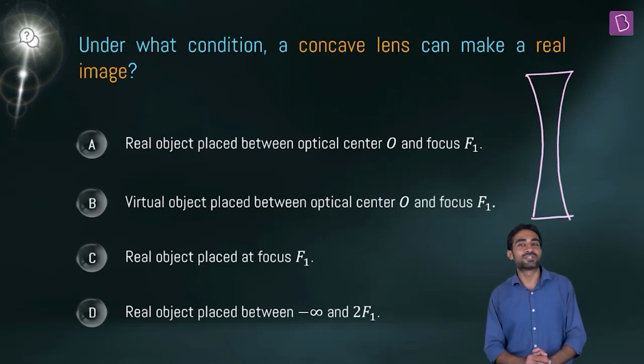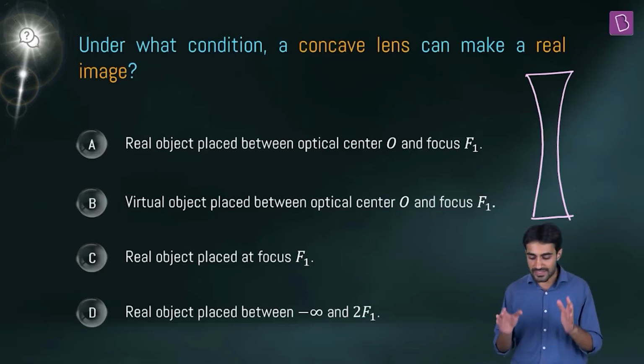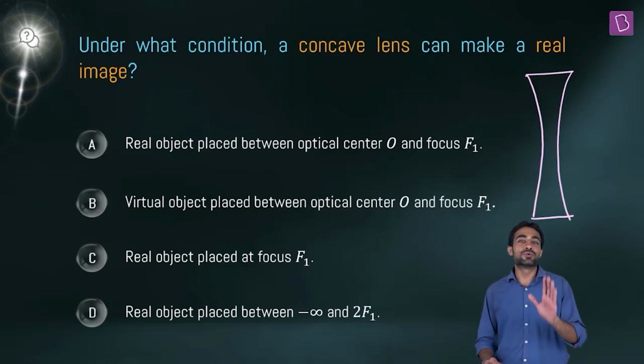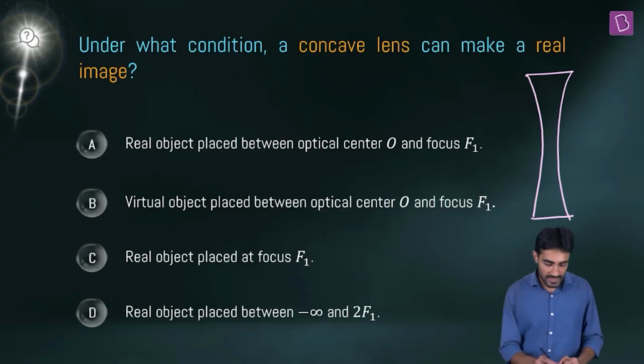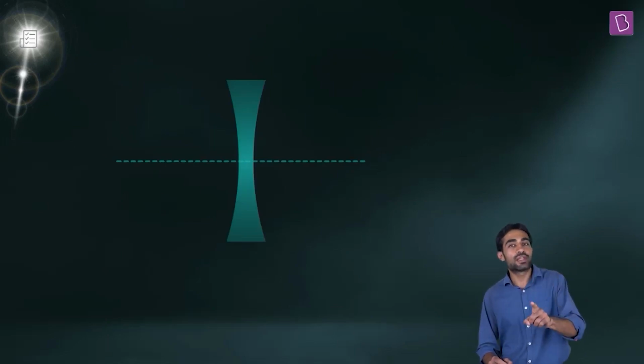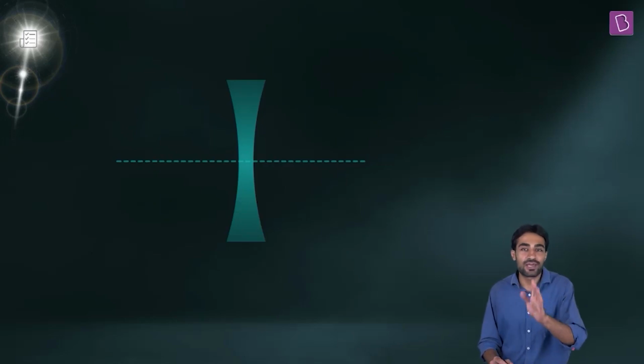So let's read the options. Option A says it can form a real image if we have a real object placed between optical center O and focus f1. Now, let me tell you some important points. This lens will always make a virtual image when we have a real object. No matter where we place the real object, it will always form a virtual image.